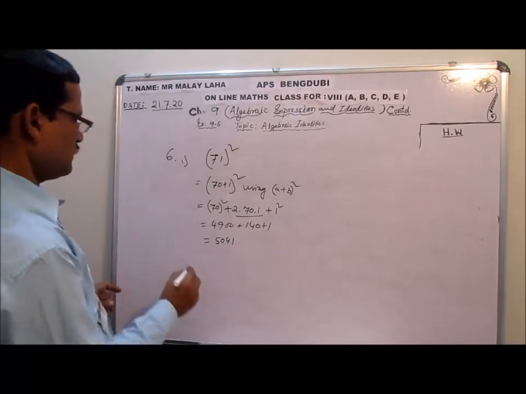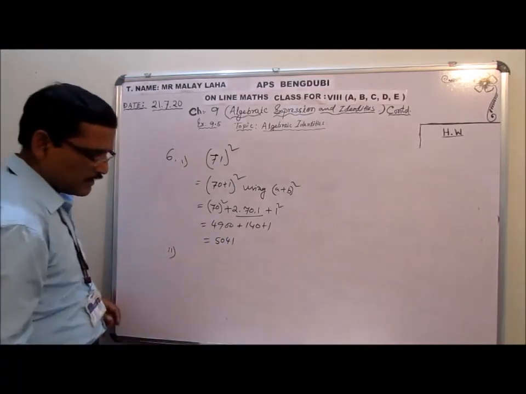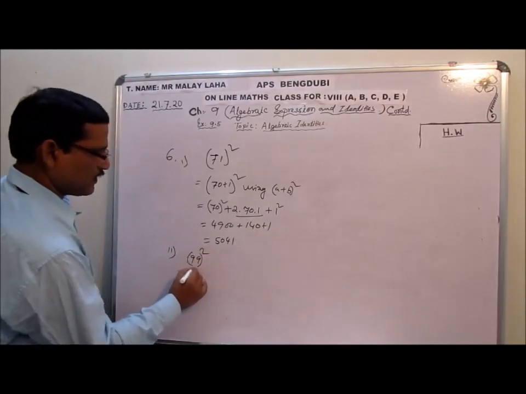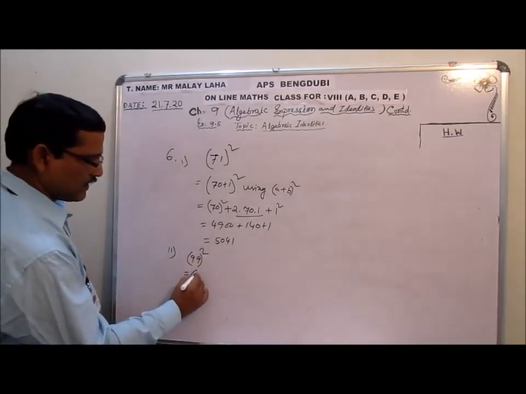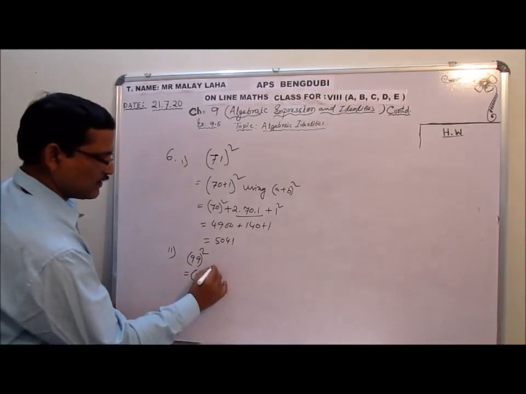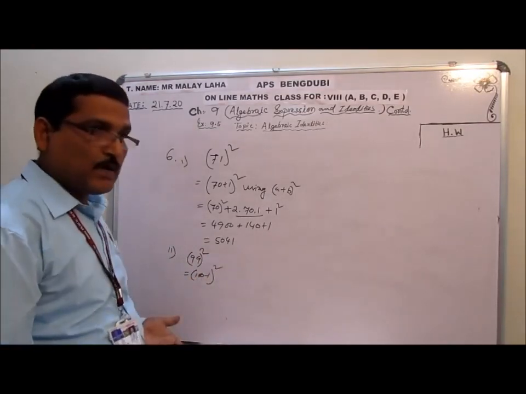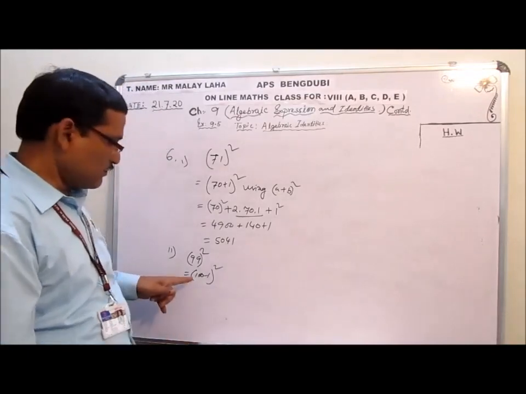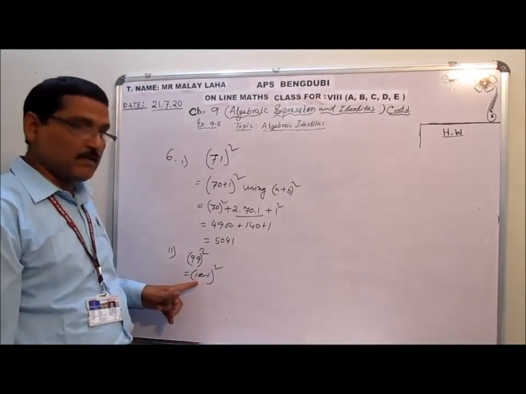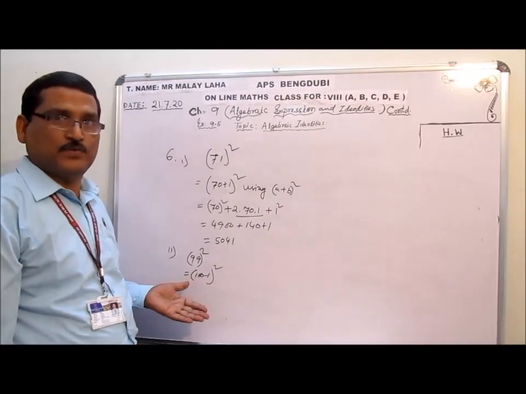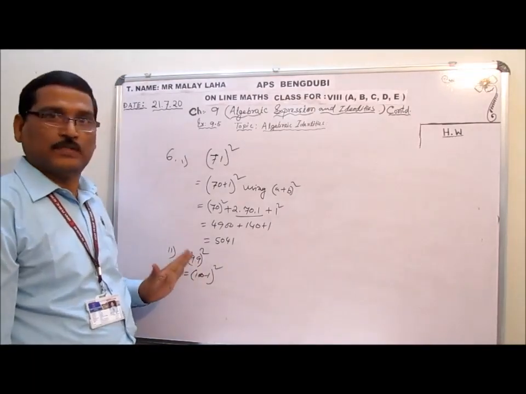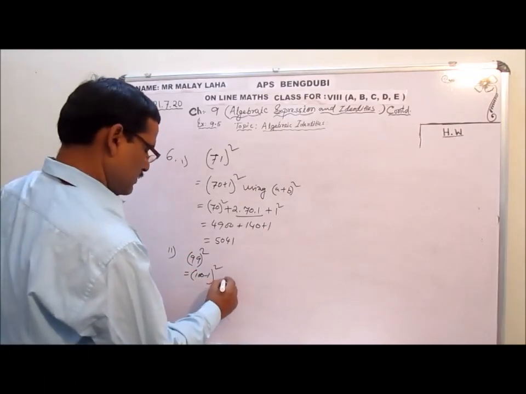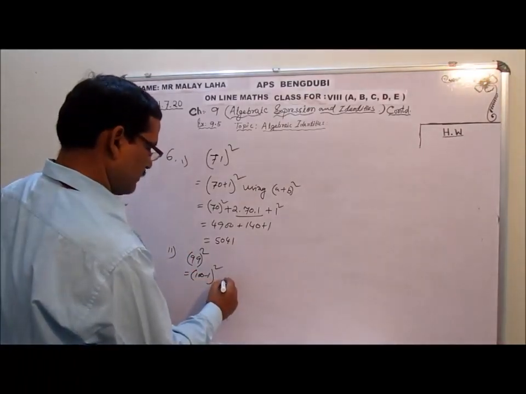Now next is 99 whole square. How can I write down 99? (100 minus 1) whole square. If you want, (90 plus 9) whole square is also possible, but you should try to take a number ending with 0, that will be the best one. While making the square, you will not face any problem.